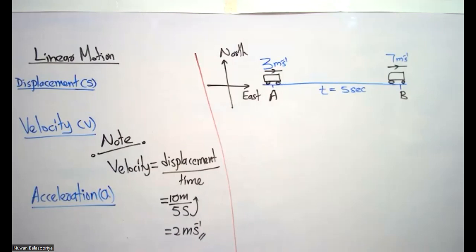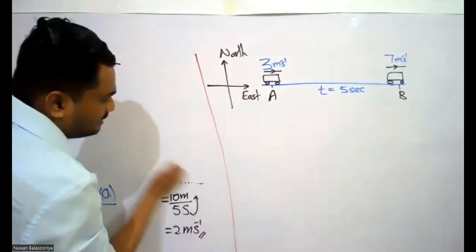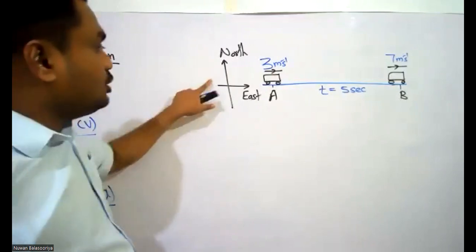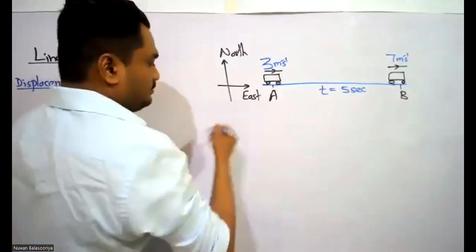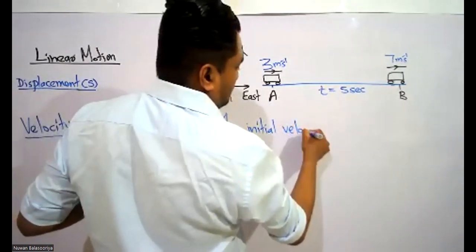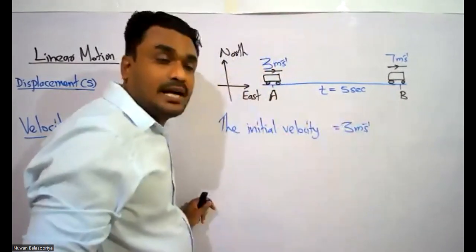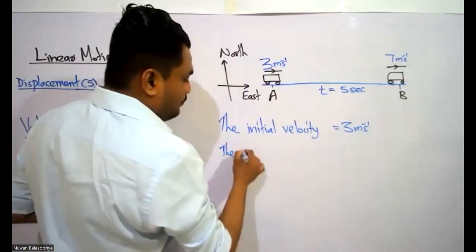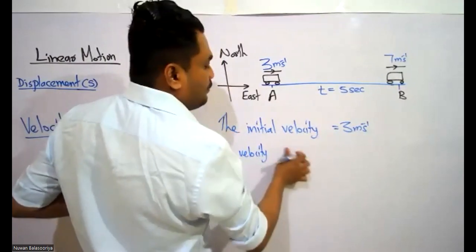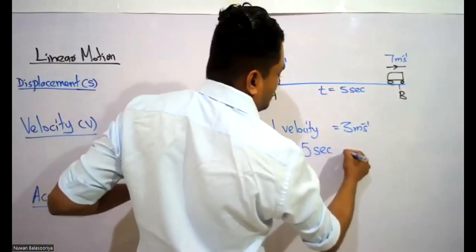Right. Look at the board. What is the initial velocity here? Somebody unmute the mic and tell me the initial velocity. 3 m s^-1. Very good. The initial velocity is... please don't write 3 meters per second yet, I'll give you the time to write. So then what is the velocity after 5 seconds? Somebody please tell me.